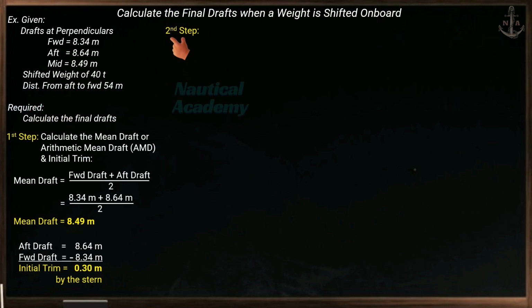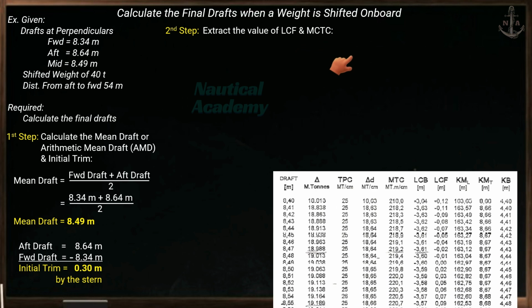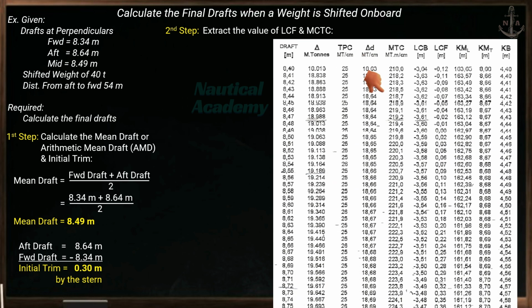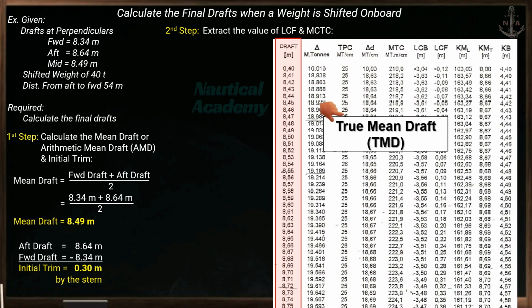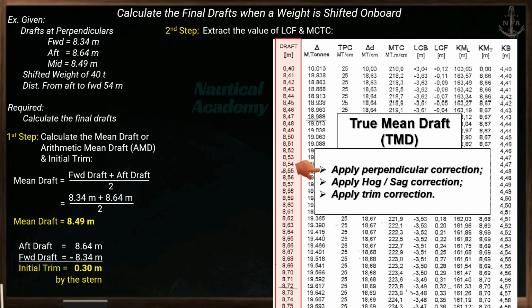In the second step, we will extract the value of LCF and moment to change trim by 1 cm, MCTC, using a ship's hydrostatic table. During examination, usually the LCF and MCTC are given, if the hydrostatic tables are not provided. In extracting the necessary values using the hydrostatic table, we need to find the ship's true mean draft. True mean draft is corrected for perpendicular correction, hull deflection such as hog or sag, and trim correction.